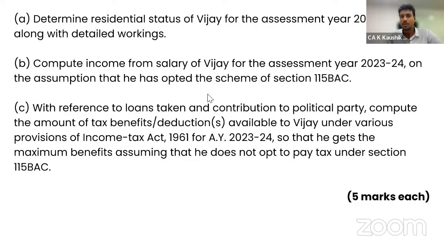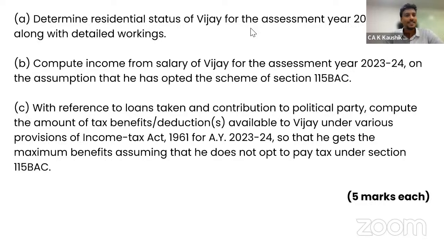Sub-question A, sub-question B, and sub-question C. The first sub-question says: determine the residential status of Mr. Vijay for assessment year 23-24 along with detailed working. This is as good as having one small sub-problem, a sub-concept that needs to be looked into: the residential status provisions.